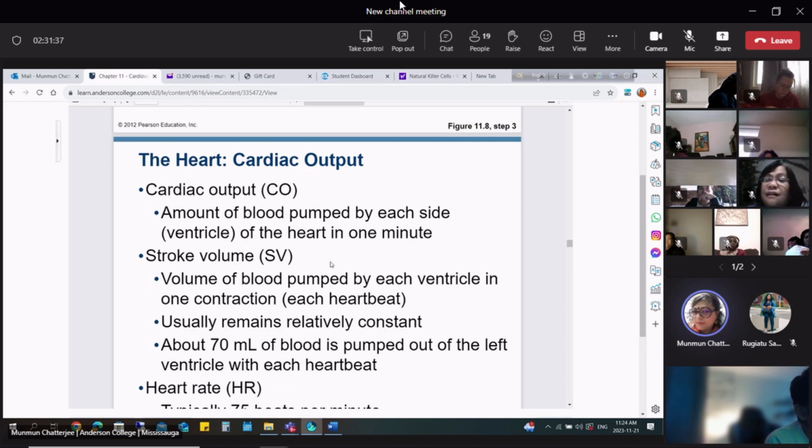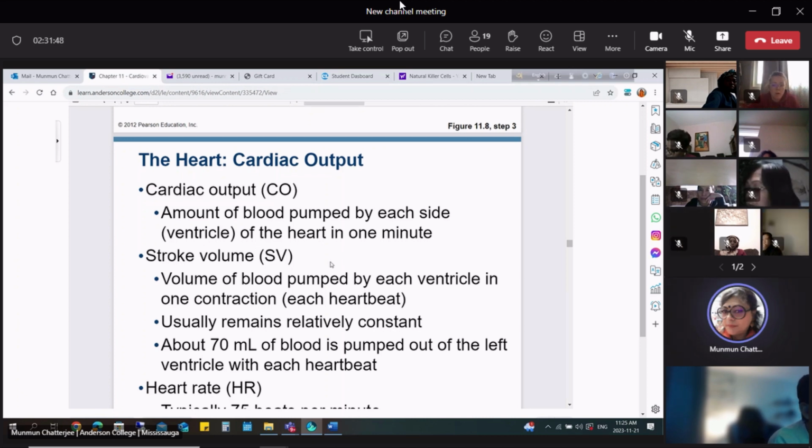I said cardiac output means the amount of blood pumped by each side of the ventricle per minute, okay? In 1 minute. The stroke volume is the amount of blood per beat. So if 70 ml is the stroke volume and a person has a heartbeat of 80 beats per minute, what is going to be the cardiac output?